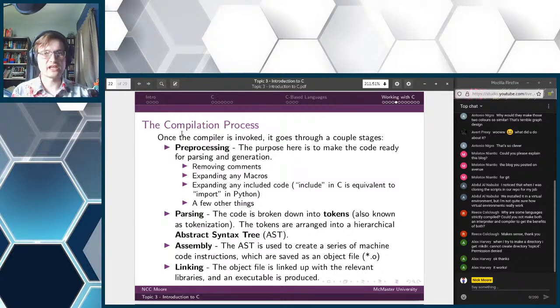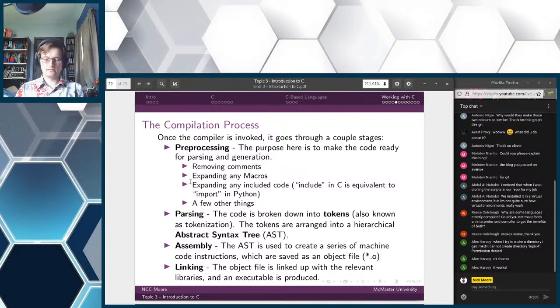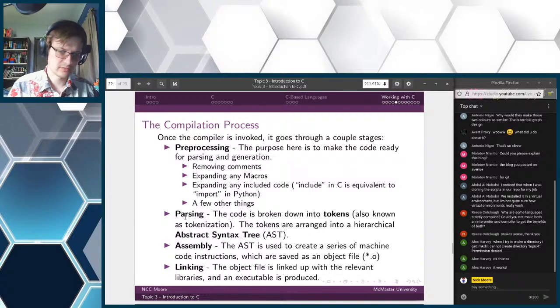Any macros that have been defined get expanded out. We'll talk about macros. Any included code gets expanded. So include in C is equivalent to import in Python. Any definitions that you need, all of these things get fleshed out. Technically, include is also a preprocessor command. And there are a few other things besides that we don't need to get into.